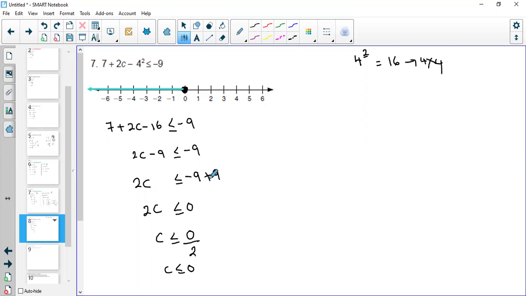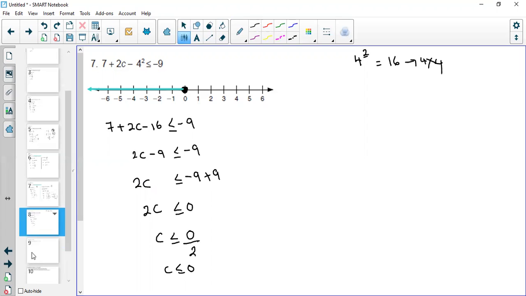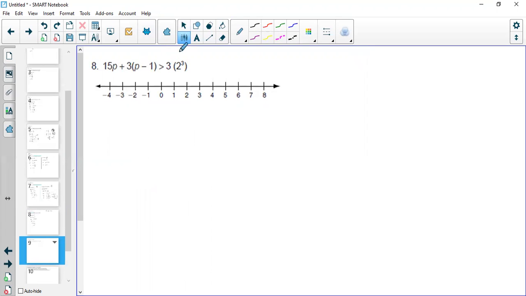Again, move the -9 to the other side. That becomes a +9. That's going to give you a 0. C is less than or equal to 0 over 2. C is less than or equal to 0. Right, let's go to this question now.